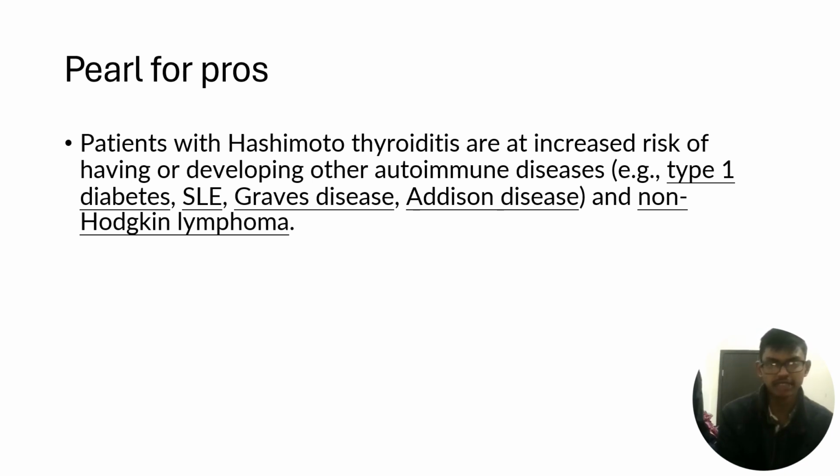Patients with Hashimoto thyroiditis are at increased risk of developing autoimmune diseases like type 1 diabetes mellitus, SLE, Graves' disease, Addison's disease, and non-Hodgkin lymphoma.